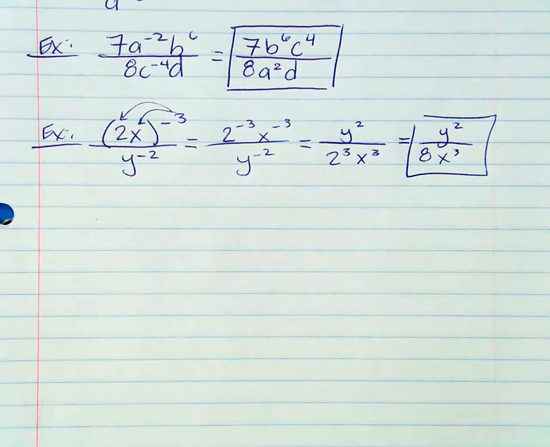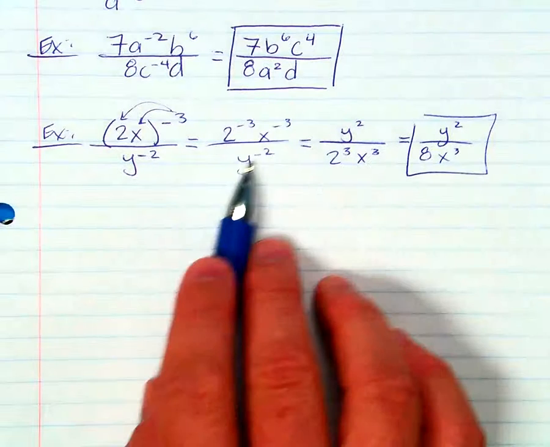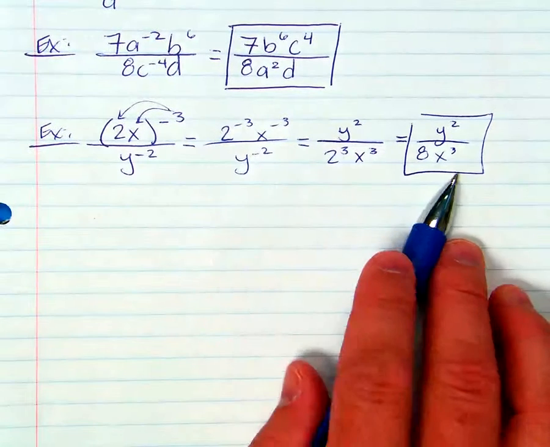So we have calculated the 2 to the third power. Everything else stayed where it was. We moved all the negative exponents to where they needed to be, which makes this our final answer.